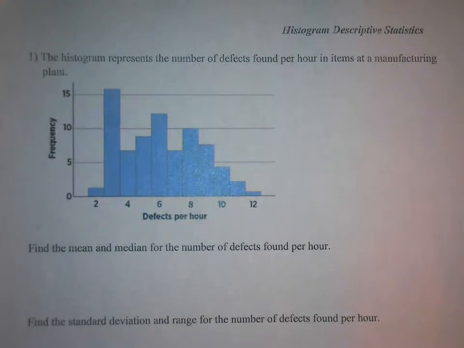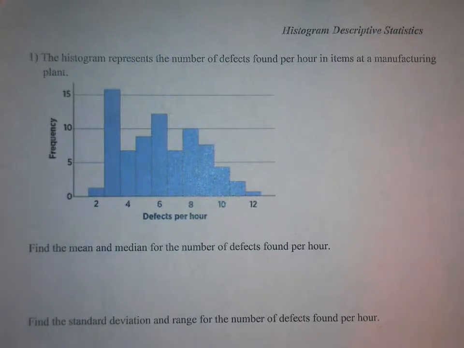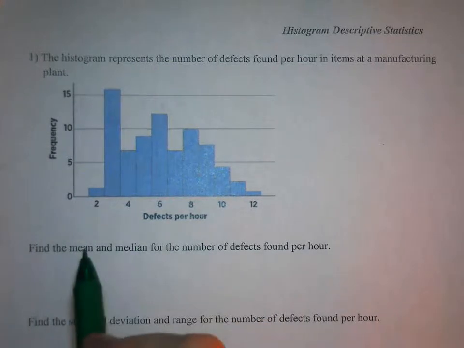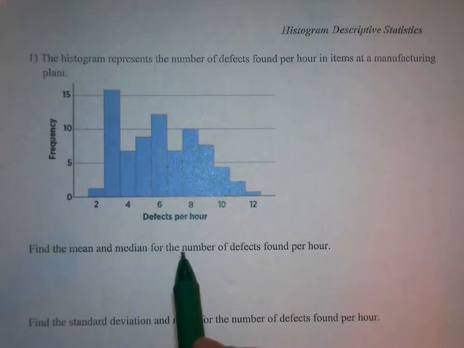Given a histogram, we can find descriptive statistics for that histogram. So going to the example of the number of defects per hour in a manufacturing plant, we want to find the mean and median for the number of defects found per hour.